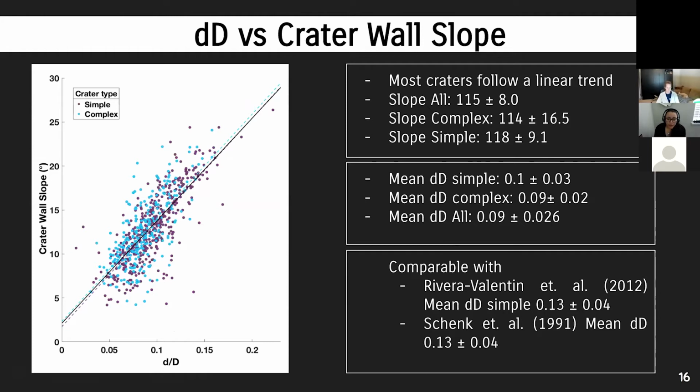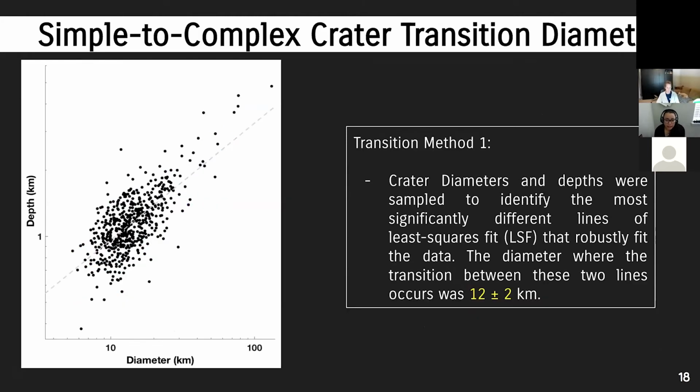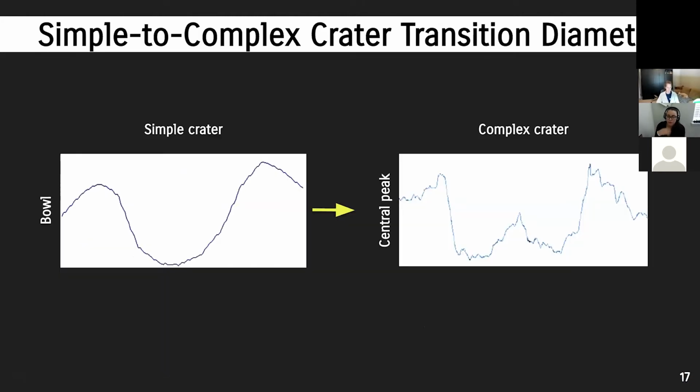So now that we have these results and data, we want to see what we can do with it. The first thing that we thought about doing with this data is to see what we can find as the simple to complex crater transition diameter. This is when the simple craters start to be in the minority and the complex craters start being the majority. This is the diameter where we're trying to figure it out. We're using 3 different methods.